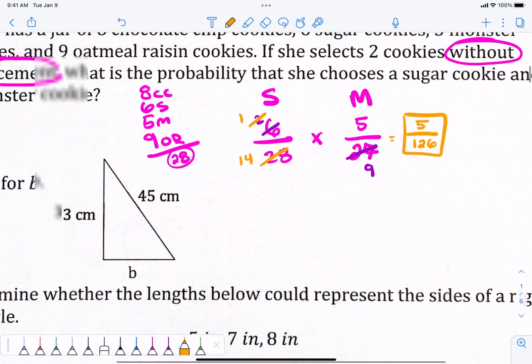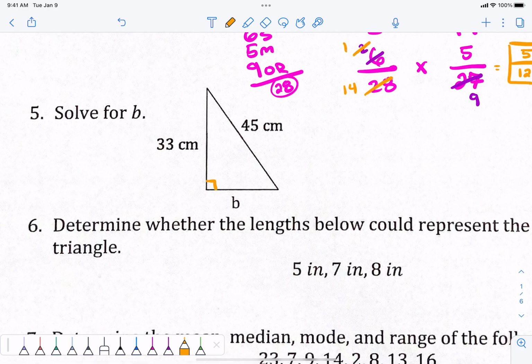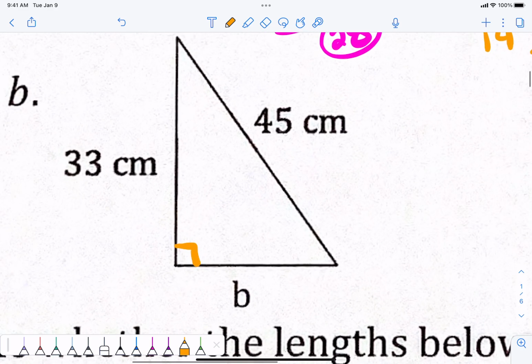Okay, all right, moving on. This says solve for B. It does not specifically say that this is a right triangle. I will on the test to make sure. But we're going to assume it's a right triangle and we're trying to solve for B. What strategy do you use here?